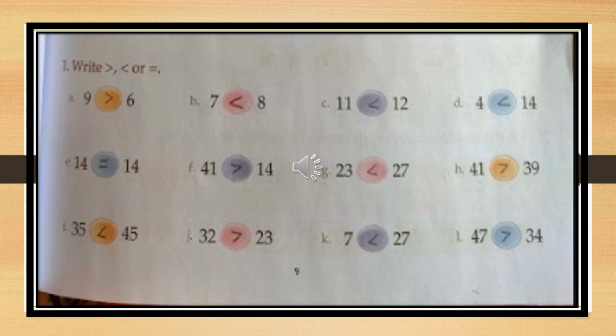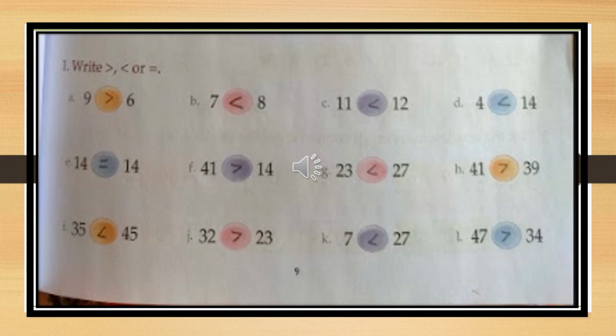9 and 6. In 9 and 6, 9 is the bigger number. So, the sign will face 9. In 7 and 8, 8 is the bigger number. So, the birdie has opened the mouth towards 8. 11, 12. Between these two, 12 is the bigger number. So, the birdie has opened the mouth towards 12. 4 and 14. 14 is the bigger number. So, the birdie has opened the mouth towards 14. 14, 14, because both are equal, here the is equal to sign will come.